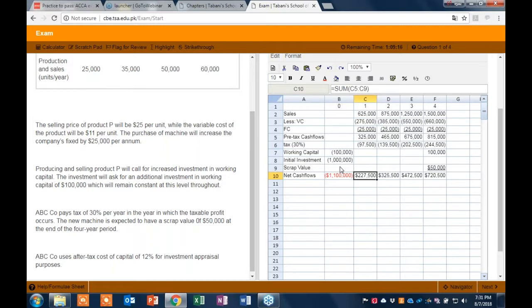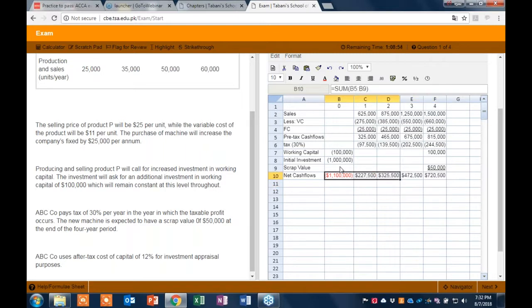We will come back to that point. Let's keep things simple for the first time. And we will solve a question in which the working capital requirement will be changing every year. So we'll come back to that point later. So here we go. We've got the net cash flows for every year.